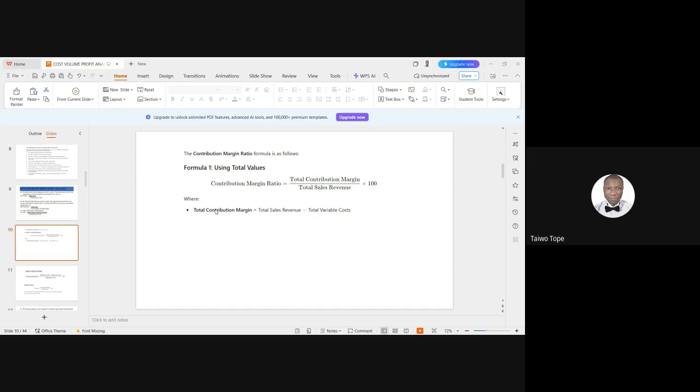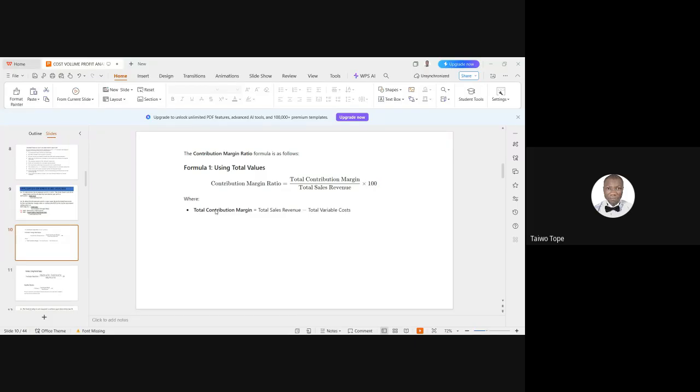So break-even point is the point where total revenue equals total cost. That is a point where there is no profit and there is no loss. You can be asked a question to determine break-even point in units, and for you to do that, it is your fixed cost divided by what? Contribution per unit. And if you are asked to determine break-even point in sales, it is your fixed cost divided by what? Contribution margin ratio.